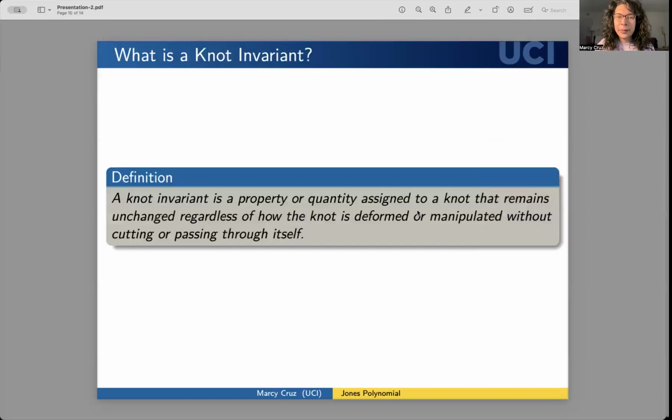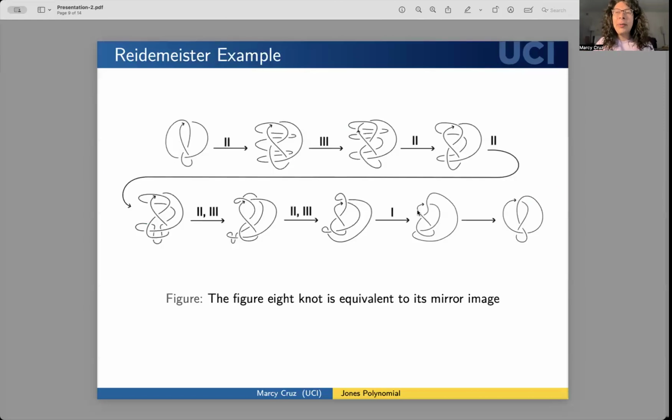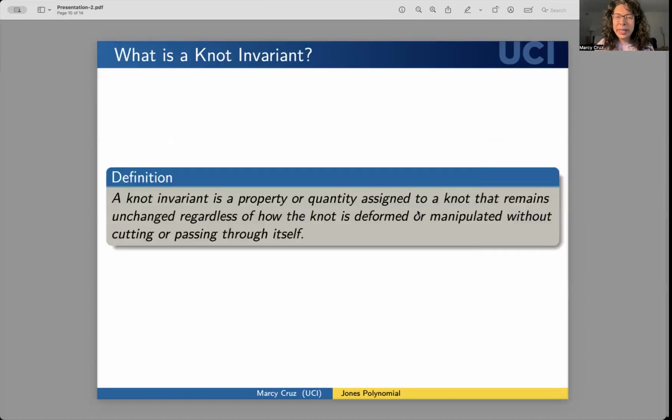This isn't true of all knots. And how we examine this is through the use of knot invariants. These are properties or quantities that we assign to a knot that remain unchanged regardless of how we deform that knot. In particular, we will be examining a polynomial invariant, the Jones polynomial.